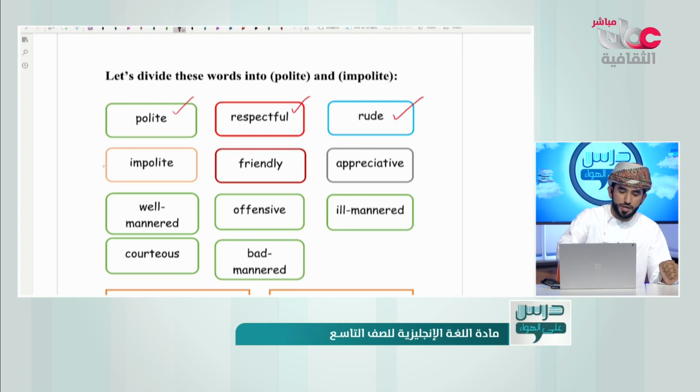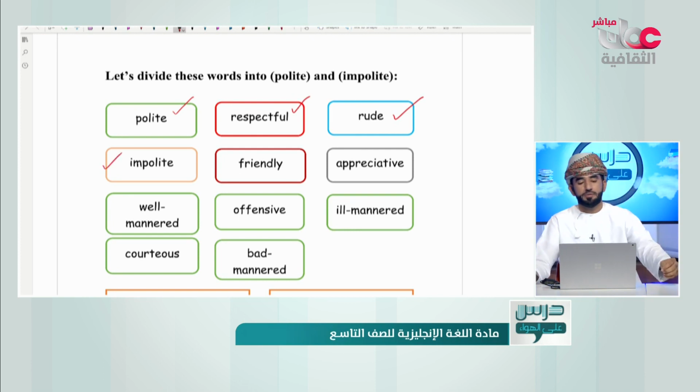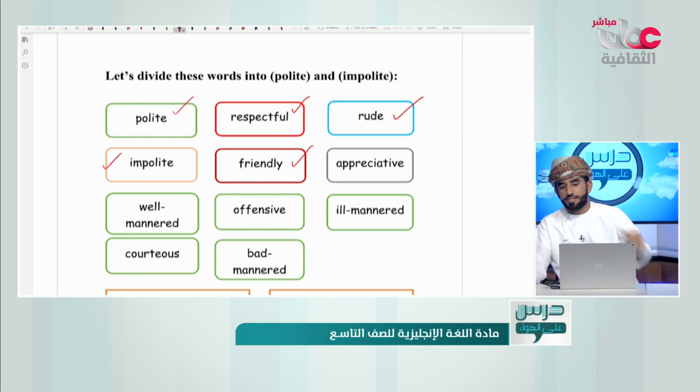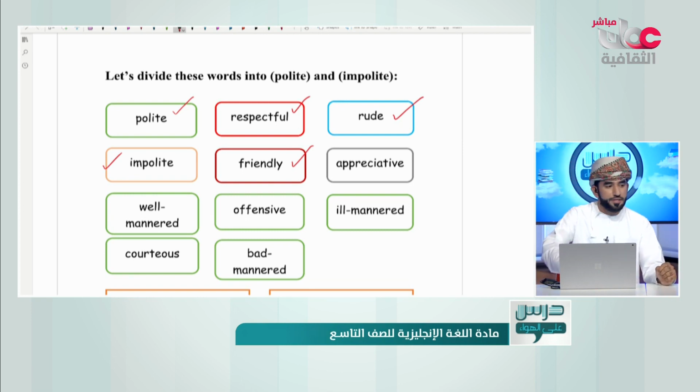Let's go to this one. Who can read it? Behind the screen, who can tell me? Impolite, exactly. Oh, I've heard somebody telling me, well, this is the opposite of the word polite. That is correct. So I feel like the task is going to be very easy for all of you, like a piece of cake. Am I right? Very nice. And then what about this one? Friendly, exactly, friendly. And then the other one, appreciative, exactly, appreciative.